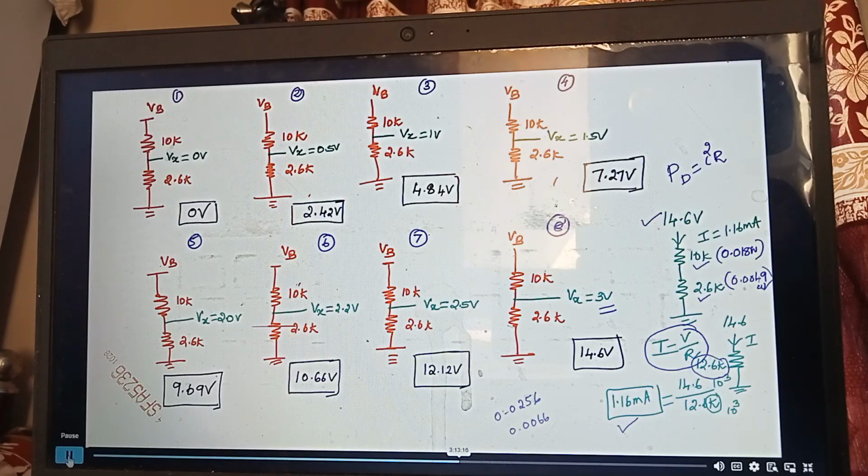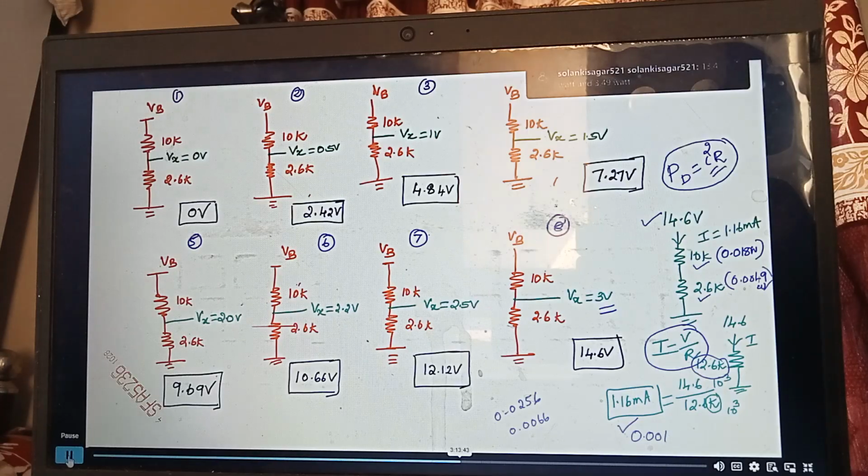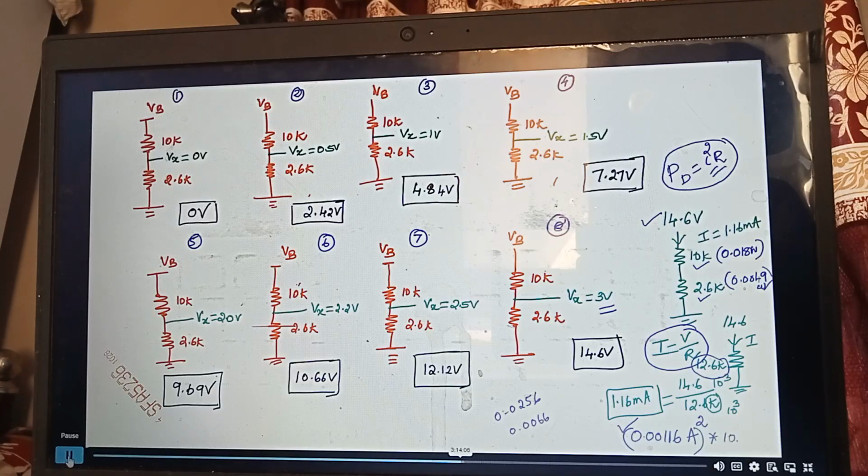Now I need to find the power dissipation. The formula is I square into R. What is I? I is 1.16 milliampere, which I can write as 0.00116 ampere. So this squared, into the value of the resistor. The value of the resistor is 10K. So how much will it come? Calculate.